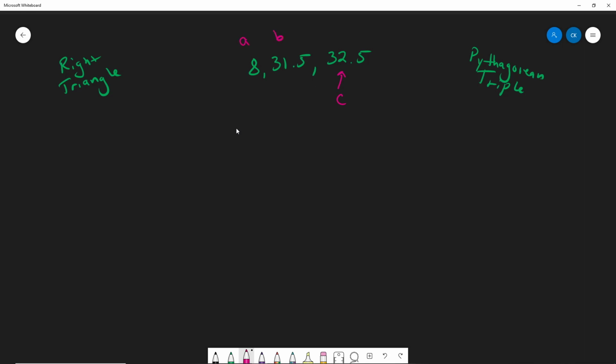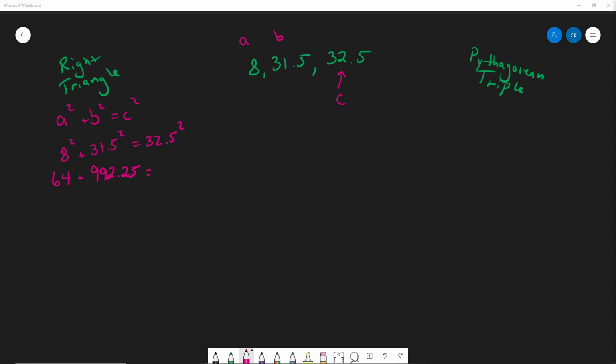So based on Pythagorean's theorem, A squared plus B squared equals C squared, we plug in our A, we plug in our B, and we plug in our C. So 8 squared, that's going to be 64. 31.5 squared, we would want to do that on a calculator. That's going to give us 992.25.